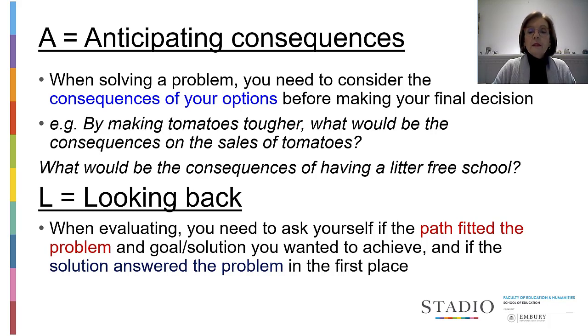Well, are they going to taste as good? Are people going to want to buy these tougher tomatoes and that kind of thing? So we need to start anticipating the consequences of the decisions we make about the problem. So another example: what would be the consequences of having a litter-free school? If the problem is to look at providing solutions to having a litter-free school, well, what would the consequences actually be? And then the L in the word IDEAL stands for looking back.